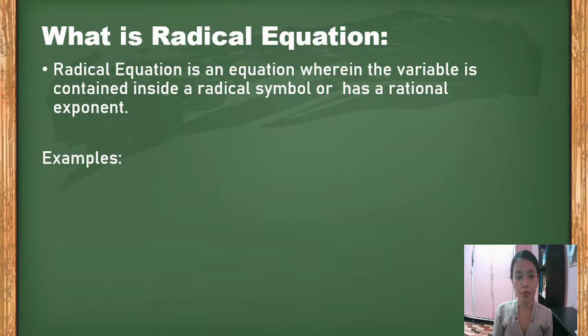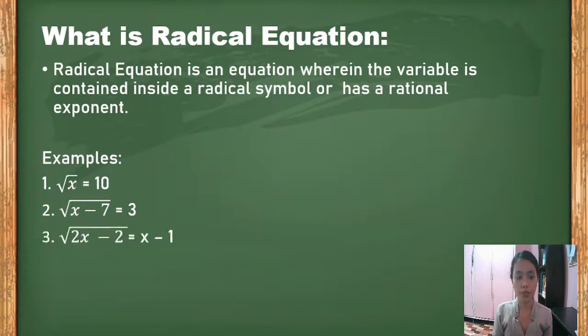A radical equation is an equation wherein the variable is contained inside a radical symbol or has a rational exponent. So examples of a radical equation: number 1, square root of x equals 10. Number 2, square root of x minus 7 equals 3. Number 3, square root of 2x minus 2 equals x minus 1. And number 4, fourth root of n plus 2 equals 3.